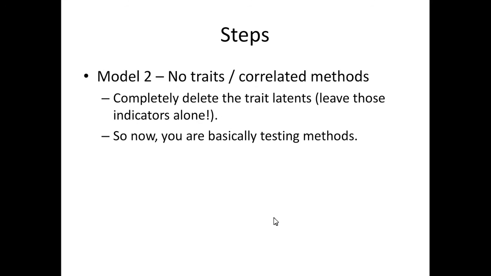So with model 2, we're going to delete the traits. So it is a no traits correlated methods model, and we're just taking out the trait latents. So leave the indicators alone. The methods stay in there. So we're just testing methods at this point. So it kind of looks like this.